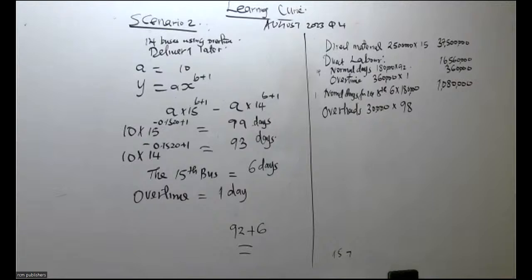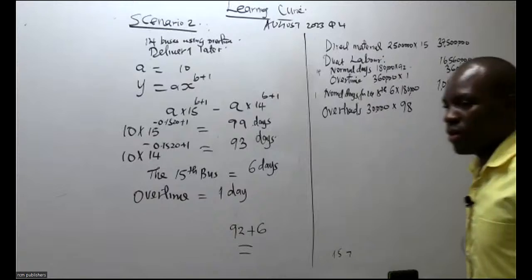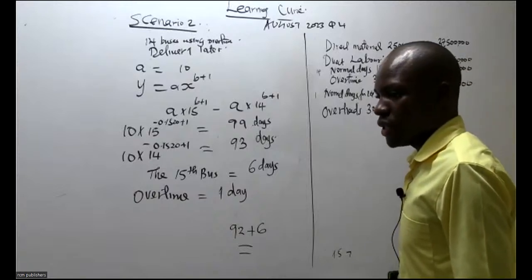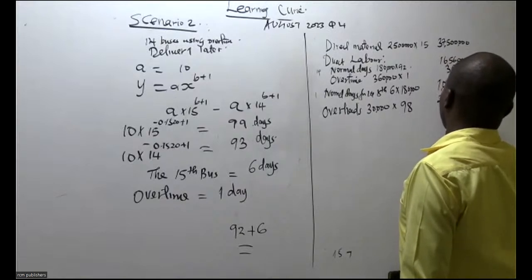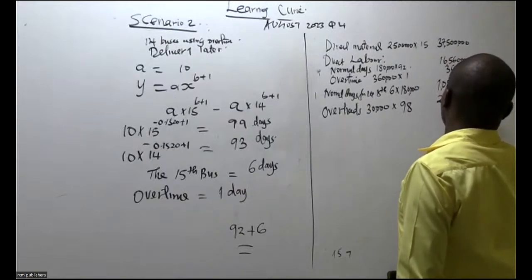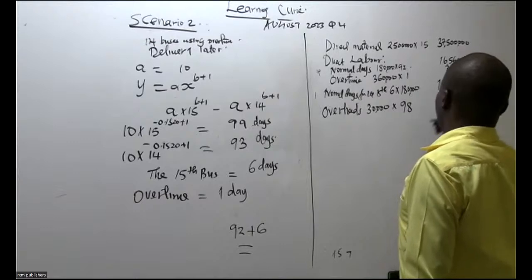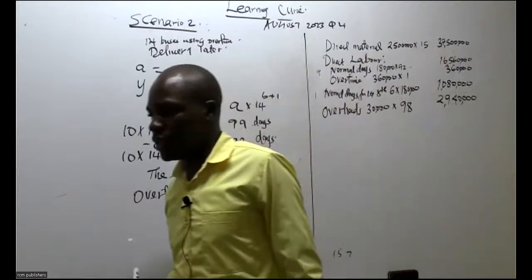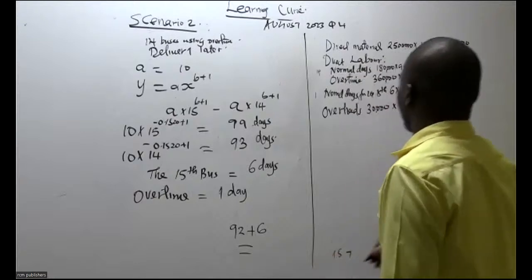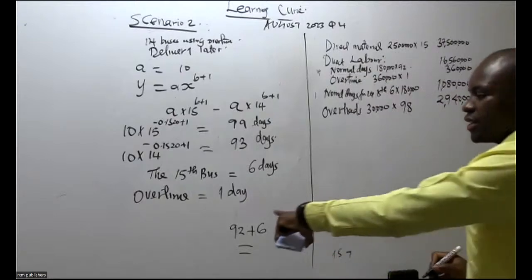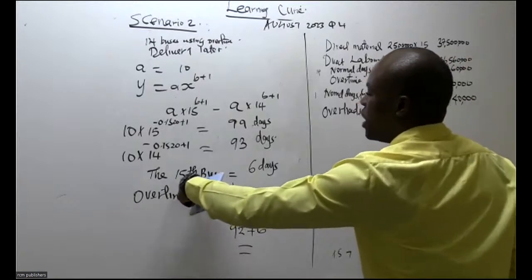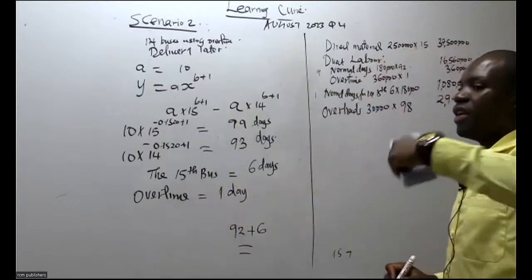98 by 30 days. 29,40,000. 29,40. Is it 29 million or 29,40,000? Good. Having done that, we should not forget that this one bus was delivered below or after the deadline.